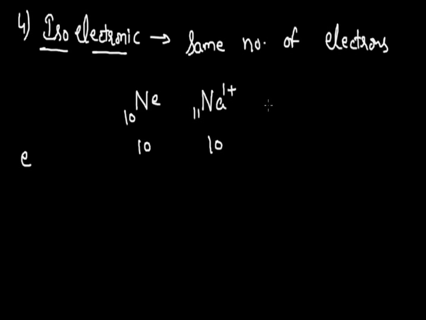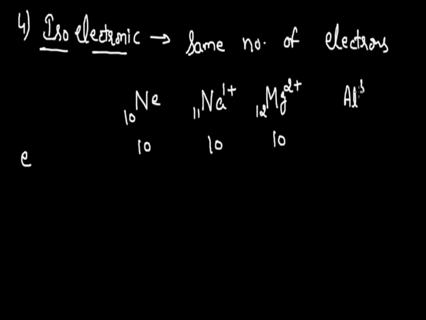One more I can take. If I write the formula of magnesium, initially it has 12 electrons, but if magnesium loses 2 electrons in any process, it will be converted into the magnesium 2+ cation, and now the number of electrons for this will be 10.